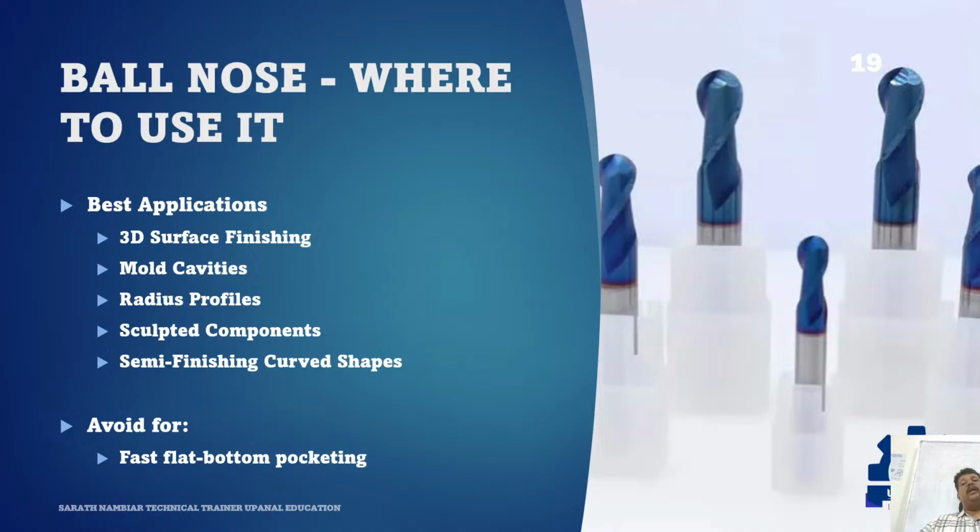Now, let us discuss where people misuse this cutter. Some beginners use the ball nose for every job because it looks advanced. This is a mistake. If you need a fast, flat bottom pocket, a flat end mill may be more efficient. If you need strong roughing, another tool may be better. Every tool has its purpose. Ball nose is not universal, it is specialized brilliance. Use it where geometry demands curvature.